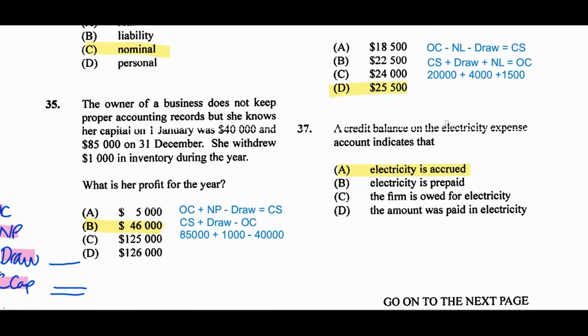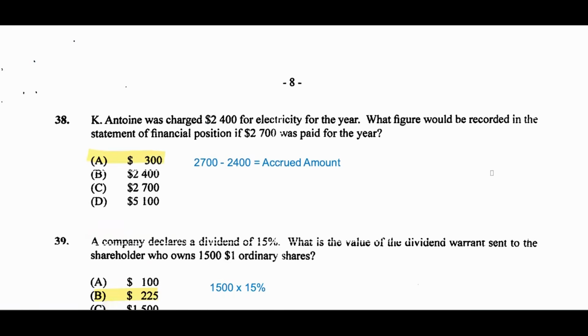All right, question 37, guys. A credit balance on the electricity expense account indicates that electricity is owing, accrued. And that balance brought down on the credit side of your electricity expense account will show us our accruals. Good. Moving on to question 38.